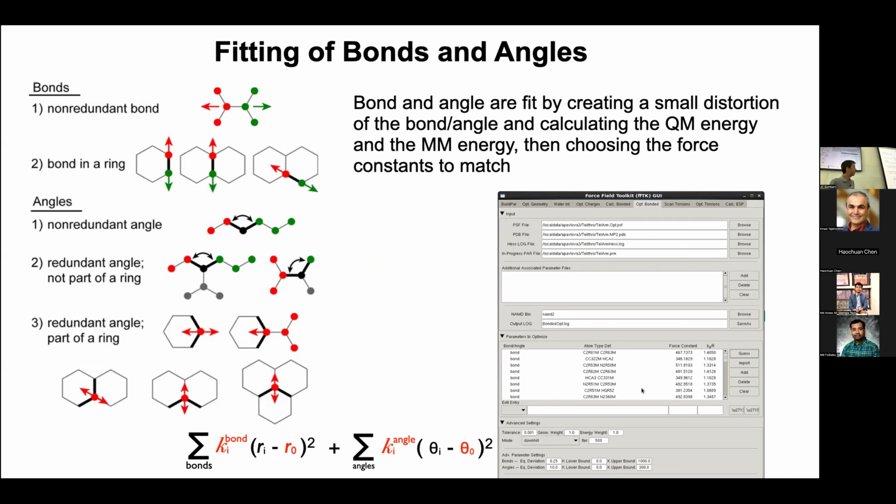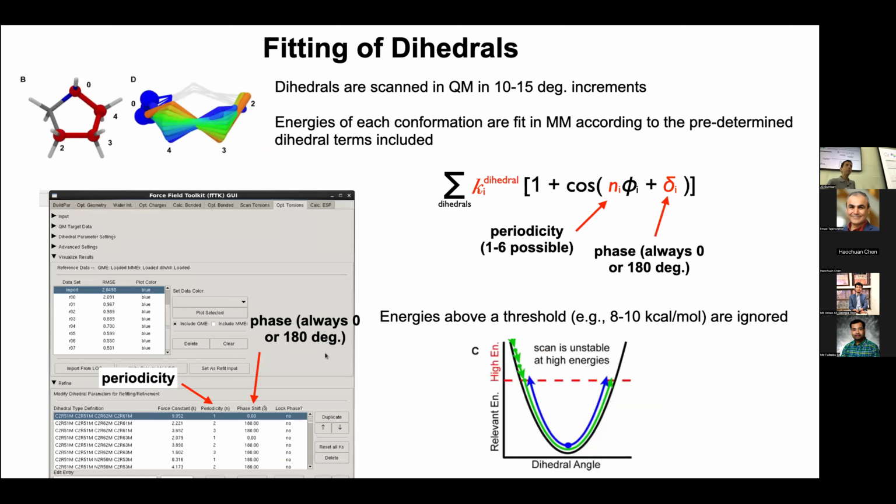Okay, so bonds and angles, remember, those are harmonic terms in our force field. So we typically fit those together and then handle dihedrals separately, because dihedrals can have periodicity. So, right, it can rotate all the way around a bond. Okay, so that's handled separately.